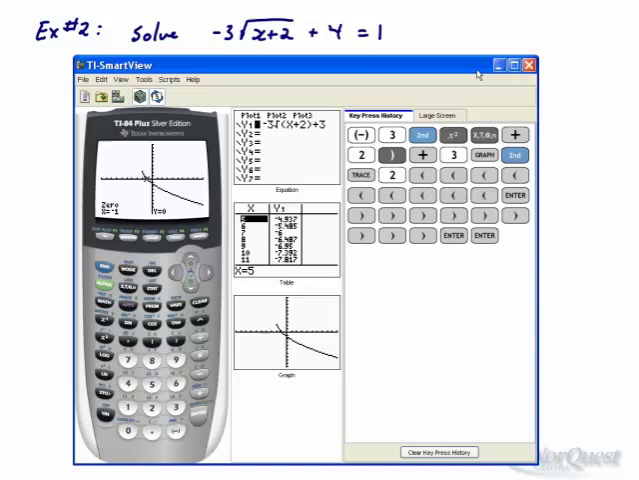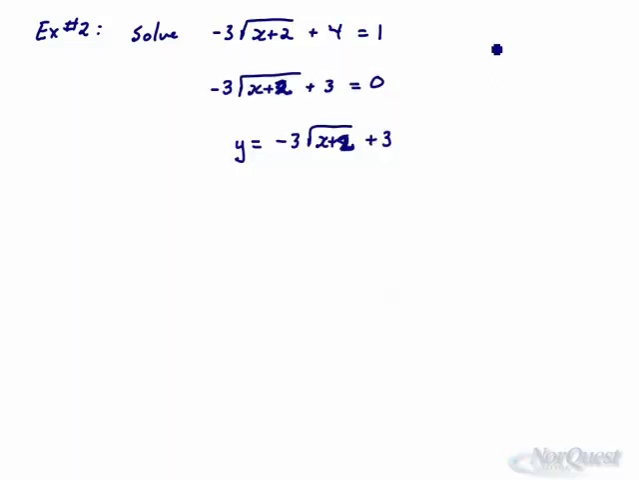So let's write the answer to this one. Solution is x equals negative 1. Only one answer. Let's look at another example.